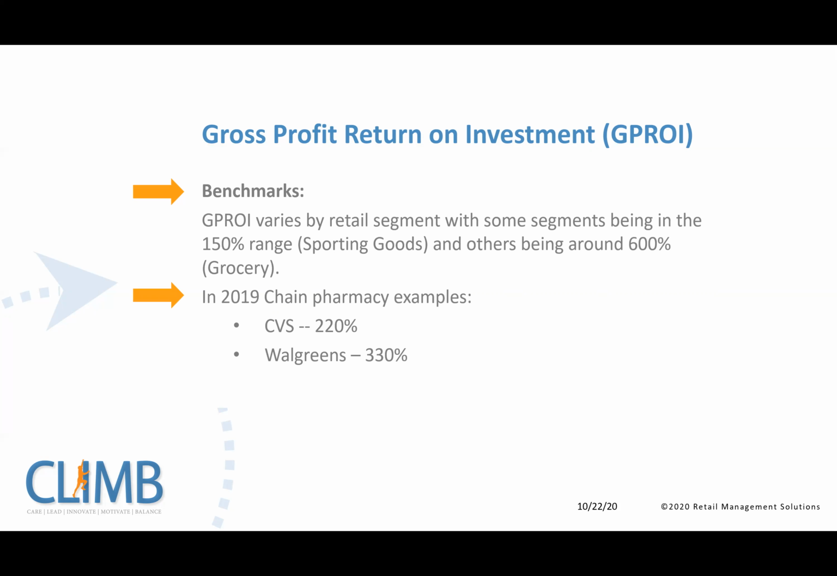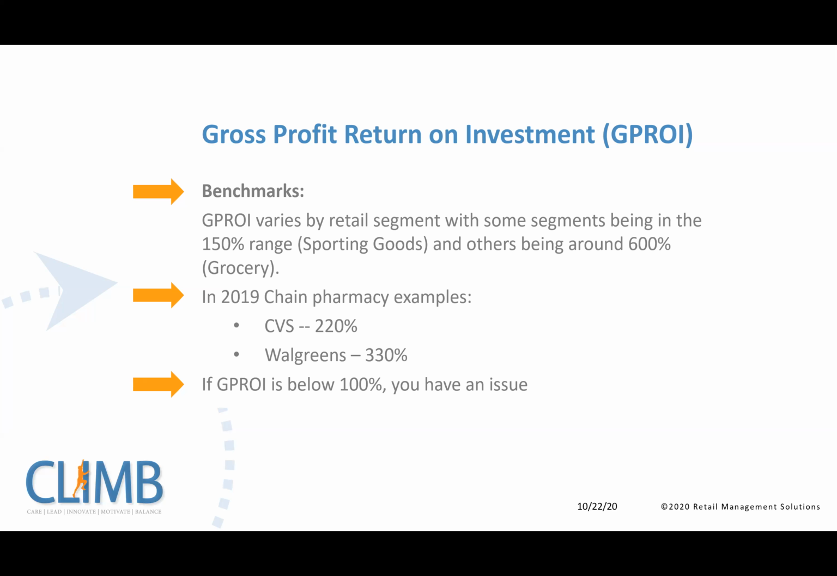Now, I looked in to show you some ideas in the pharmacy world. We looked at 2 chains in 2019. CVS was at 220%, and Walgreens reported at 330%. So if your GPROI is in the 200 to 300 range, you're probably looking pretty good. And the important point is, if your GPROI falls below 100%, then you have an issue.